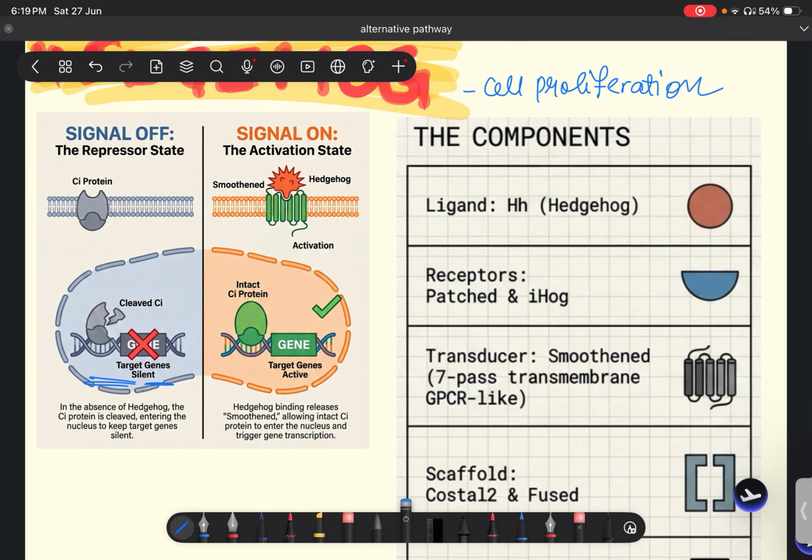The main signal is CI protein, right? The cleaved CI acts as a co-repressor which silences your gene. Hedgehog helps CI to stay intact and not be cleaved, and therefore the target genes remain active.